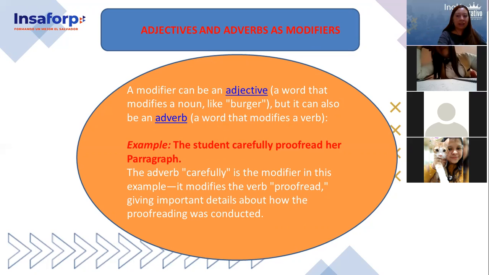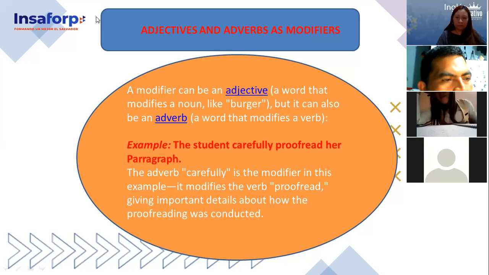Vamos a leer. Noé, me ayuda leyendo esta parte, porfis. Y Eduardo, me ayuda leyendo el example y lo que está abajo, porfa. Ok. Adjective and adverb as modifiers. Modifier can be an adjective, a word that modifies a noun, like butcher. What else can it be? A word that modifies a verb. Thank you. Very good. Eduardo?